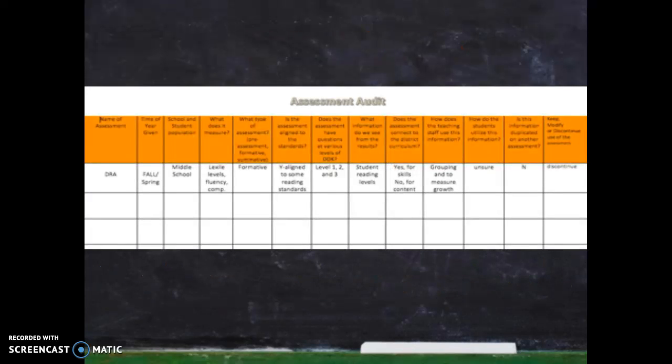Here we have the assessment audit worksheet. On this worksheet, you can fill out the name of the assessment, the time of year the assessment is given or how often it is given, who takes the given assessment, what the assessment measures, what type of assessment it is, if the assessment is aligned with standards, if it covers various depths of knowledge, what the results tell us, if it is connected to the current curriculum, how the staff uses the results, how the students use the results, and if the information is tested again.